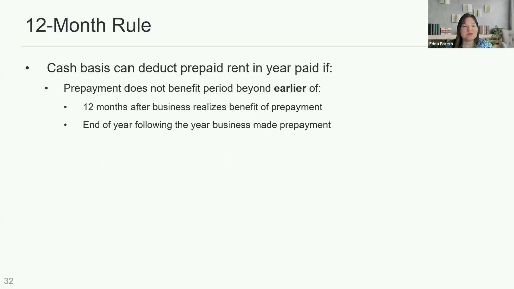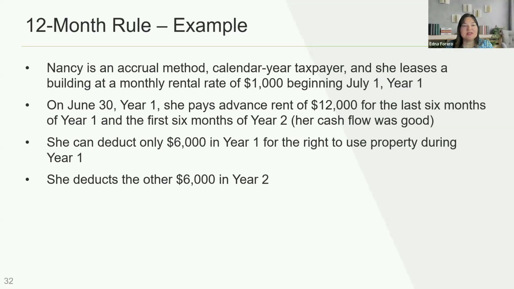And for the 12-month rule, as we mentioned, that cash basis taxpayer can't deduct the prepaid rent in the year paid if the prepayment does not benefit the period beyond the earlier of 12 months after the business realizes the benefit or the end of the year following the year the business made the prepayment. So here's an example of that, because I know that that can seem a little odd, but basically we've got a situation where in this particular case, Nancy is under the accrual method.